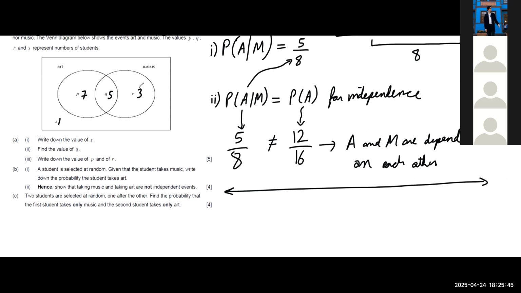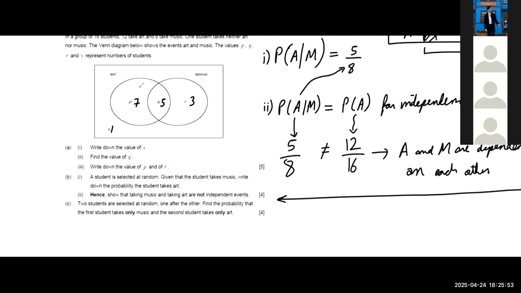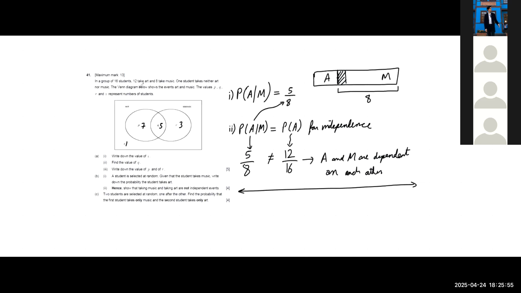And how do you check it? You check it using this equality. If this equality is true, they're independent. If it's not true, they are dependent on each other. Is this clear now? Perfect. Any more questions? No. Okay, perfect.